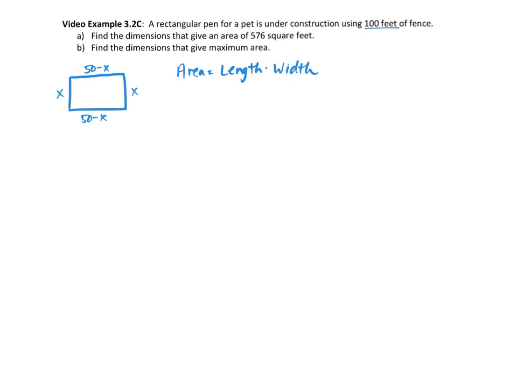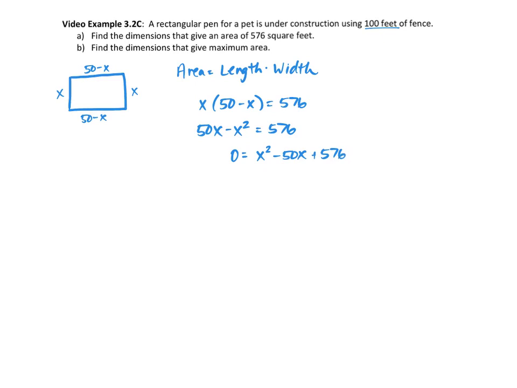So for part A here, we know that we want the area to be 576. So we want to multiply one length times one width and set it equal to 576. So x times 50 minus x is equal to 576. Distributing first, we have 50x minus x squared is equal to 576. This is the quadratic equation that we need to solve. I'm going to move all of my terms over to the right-hand side, so I have 0 equals positive x squared minus 50x plus 576.